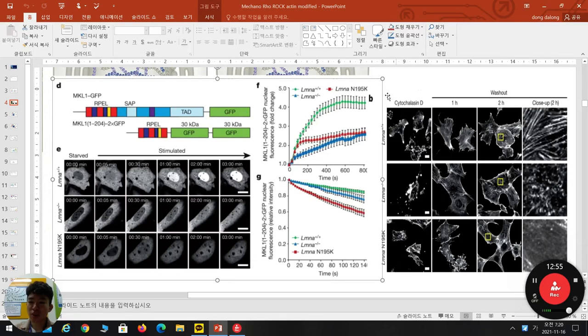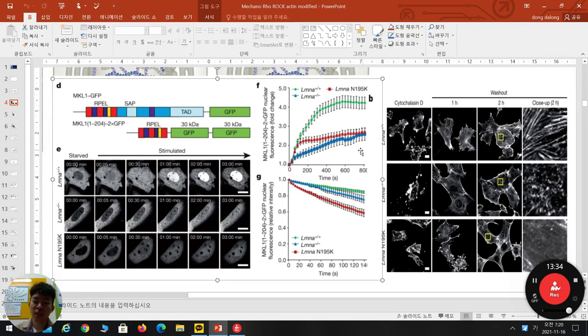And then this cyto-D is actin depolymerization. So when you see the cells, the actin is not well developed. But when you wash out the cyto-D effect, the actin depolymerization is gone. And then after 1 hour, 2 hours, in normal lamin positive cells, they are making more actin stress fibers after 2 hours. But in the case of lamin deficient and lamin mutated cells, after 2 hours or so, there are not many stress fibers.